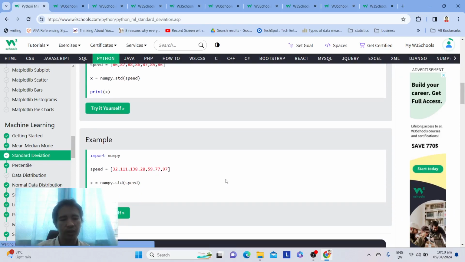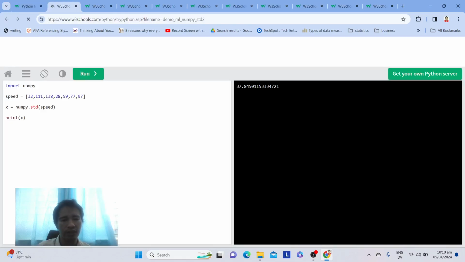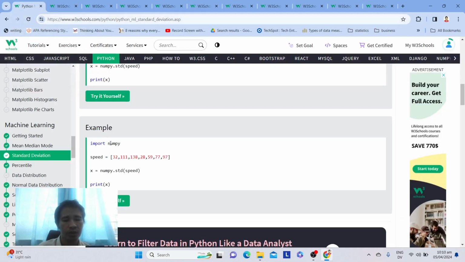So that's it, guys, for the standard deviation. It's very easy now. Let's go to another example. We also have here a standard deviation for values that are very far apart. The answer for this is 37.845, the standard deviation of these particular values.